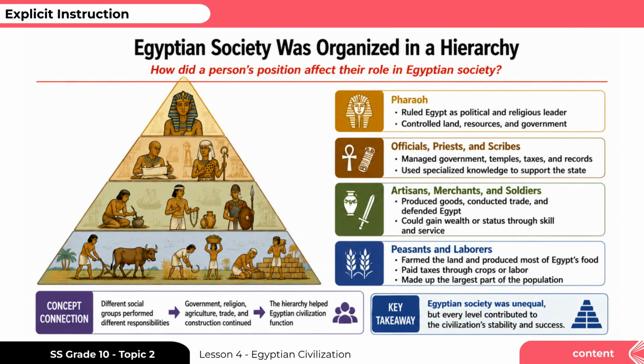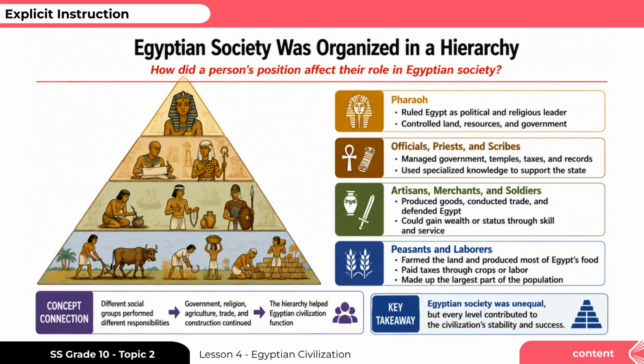At the bottom were peasants and laborers. They had little political power, but they made up the largest part of the population. Farmers produced most of Egypt's food, while laborers provided work and resources that supported the rest of society. So less power did not mean less importance. Egyptian society was unequal, but every level performed work the civilization depended on.